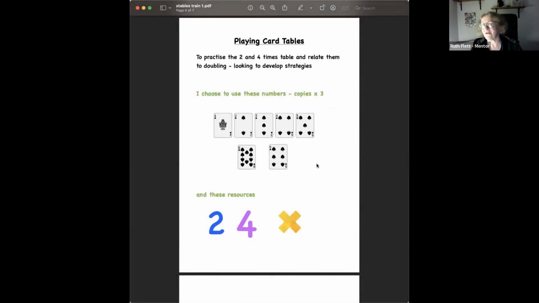This is a way to use those playing cards to practice tables. So for this game, the example I wanted to show you was to do perhaps your 2 times or your 4 times table. And if you have a look, I'm trying to see if I get my pen up.